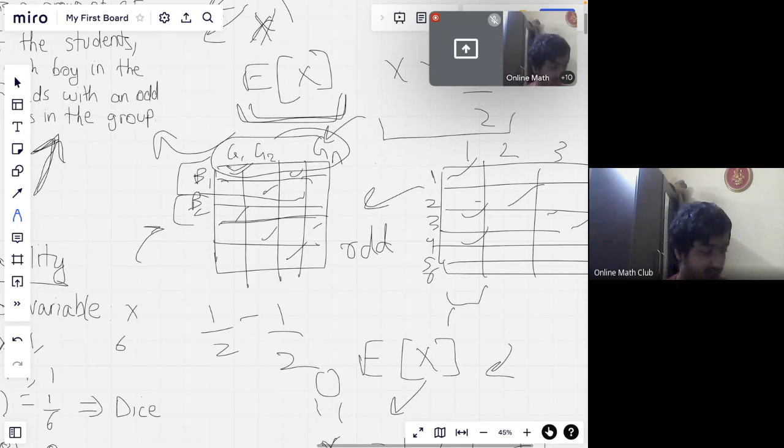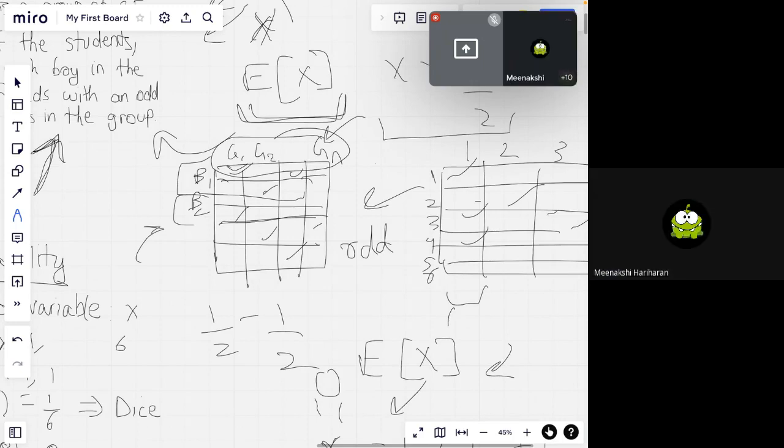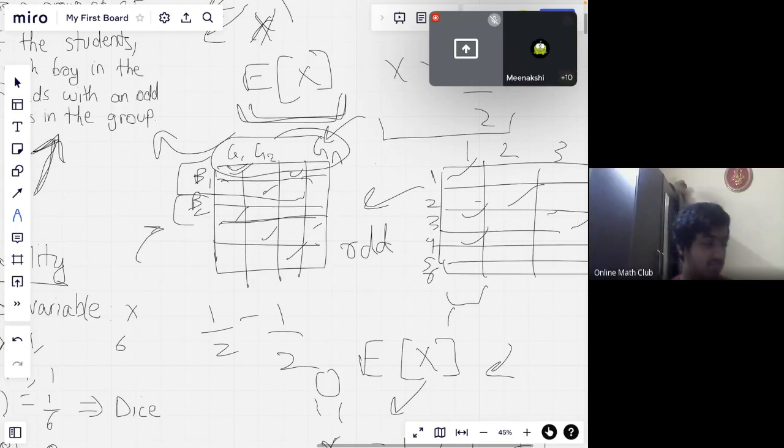Is this clear? Do you guys understand what's going on? I know this might feel a little overwhelming. This is a pretty difficult question, but I just want to give you an idea about how probability is used. Did everybody understand this? Yeah. This is the last problem that we do.